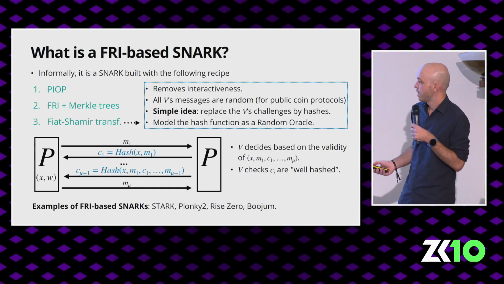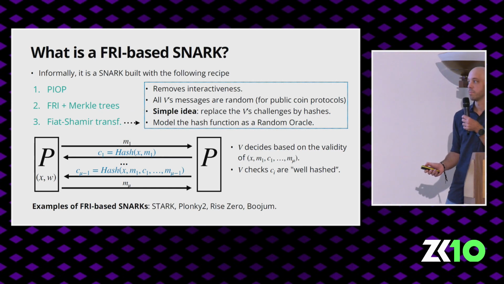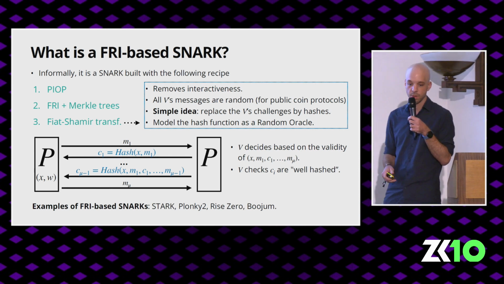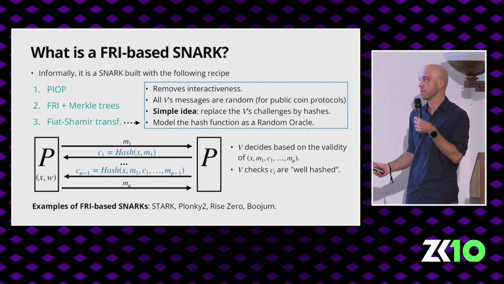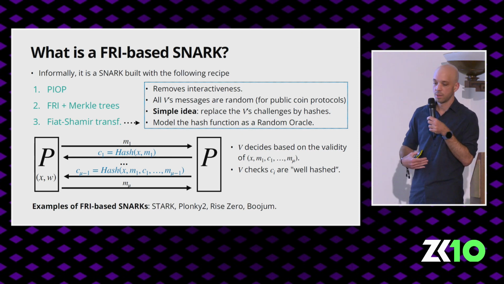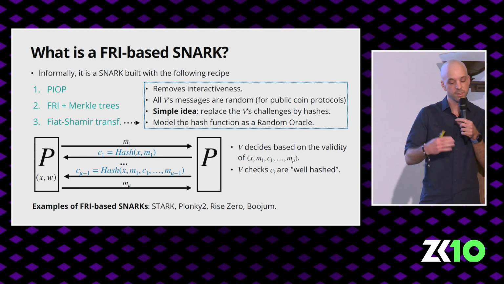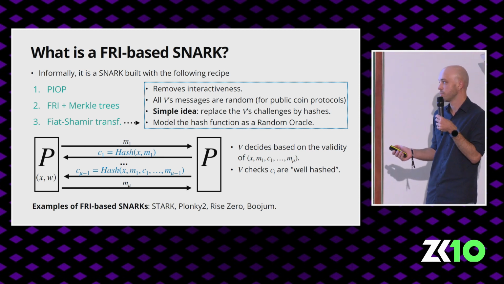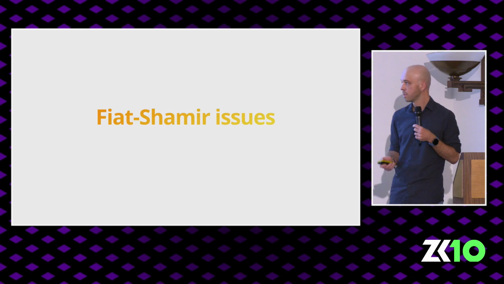Okay, so I'll just mention some examples of FRI-based SNARKs. The most well-known example is STARK, the STARK protocol from StarkWare. And then there's a flurry of other protocols now that can be seen as FRI-based SNARKs. For example, Plonky2, which you could say is Plonk, but replacing the KZG commitment scheme by FRI. And Plonky2, RISC0, Boojum are similar protocols that do this.